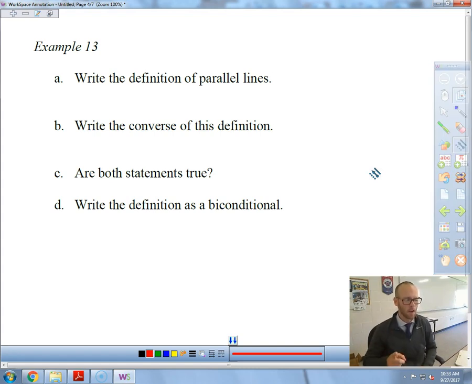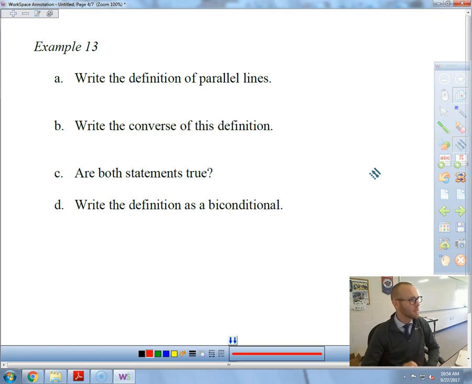Say what it means in your head, or out loud, I suppose. I'm not going to hear you anyway. What does it mean for lines to be parallel? If you said that they do not intersect, then you're on the right track. Parallel lines, I agree, are lines that don't intersect. But there's actually a little bit more to it.